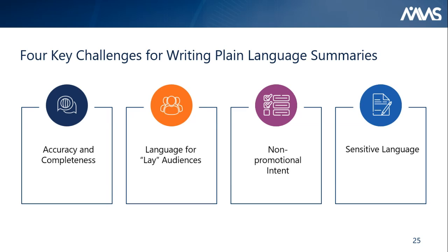So as we've mentioned before, there are 4 key aspects of writing plain language summaries that can present challenges to medical writers. In order to effectively communicate the results of the study, these documents need to strike a balance between maintaining accuracy and completeness while also restricting language complexity to effectively communicate to a lay audience. In addition, the use of promotional language needs to be avoided to comply with regulatory guidelines. And finally, it's critical to maintain sensitivity to the patients or caregivers who will ultimately be reading these documents.